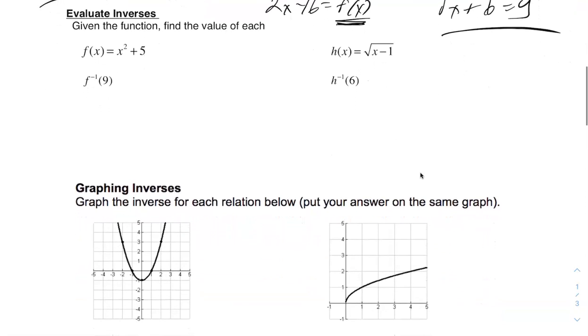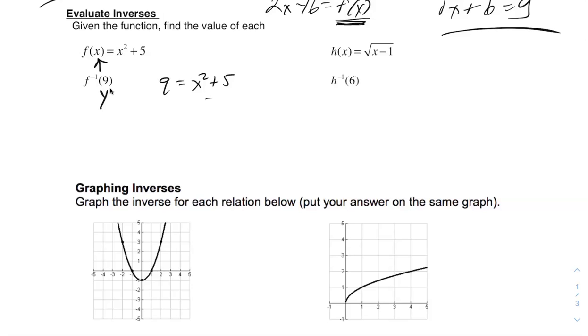Given the function, find the value of each. So they want me to find the value of the inverse. So there's two ways to do it. You could find the inverse like we did up here, and then plug in 9. Or, remember, this is the inverse. So instead of x, this is normally x right here. Now it's the y value. So you plug it into here. So 9 equals x squared plus 5.